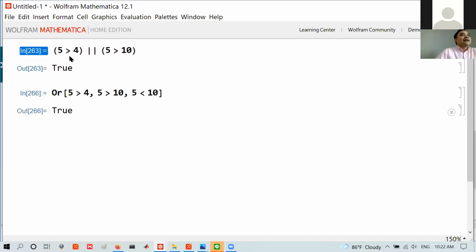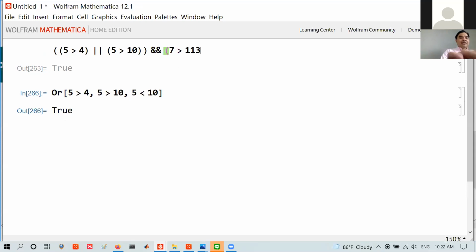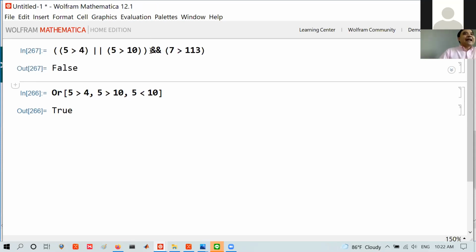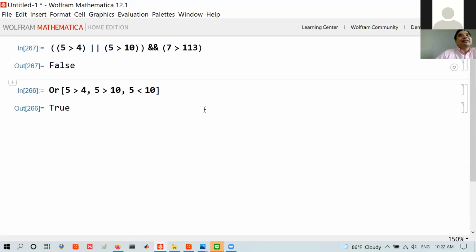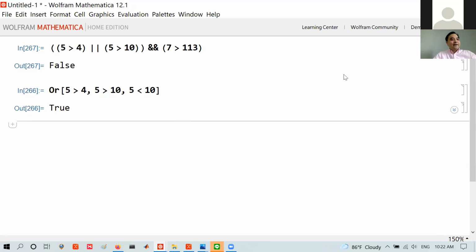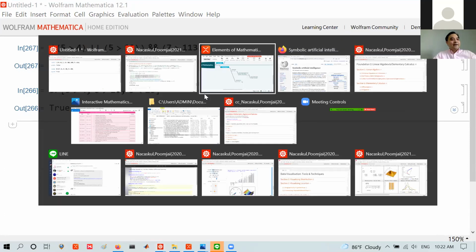Okay. And when I told you about the complexity, you can do this as well. And 7 greater than 11, 13, whatever. Then it's false because this or this is true, but and this is false. So now this becomes the basis of what's called a decision tree. We learn about that later, maybe in business management. Yeah, right. Okay, so that's relation.